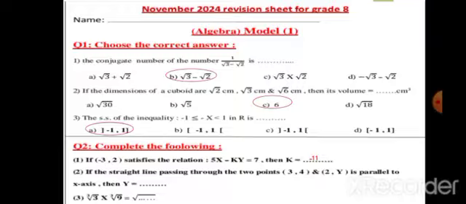Number 2. If the straight line passing through the 2 points (3, 4) and (2, y) is parallel to x-axis. Any line parallel to x-axis, its slope equals 0. So (y minus 4) over (2 minus 3) will be equal 0. So y minus 4 equal 0. So the value of y equal 4.